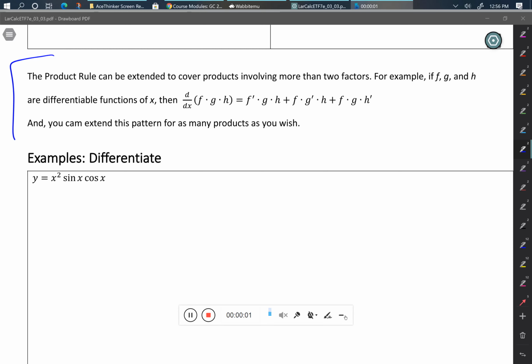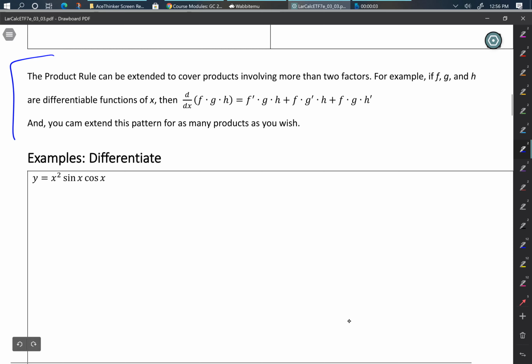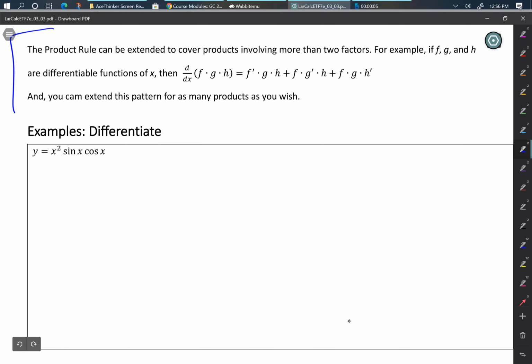All right, so welcome back for part 2 of session 3.3. We're still working on the product rule, but we're going to take a look at how we can take that same product rule and extend it to cover products containing more than two factors.